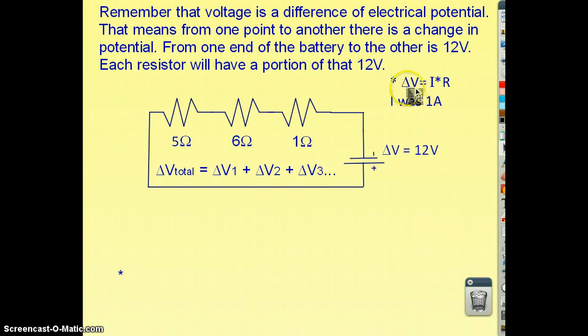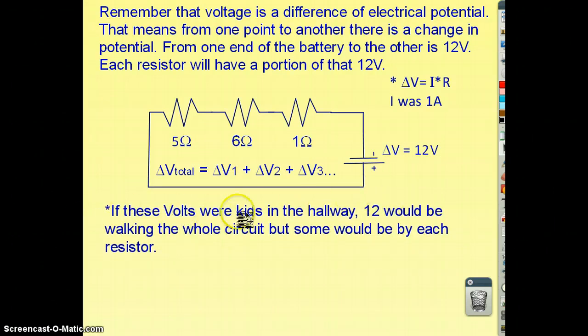So if we were to calculate, I equals V over R, or V equals IR, and I was 1 amp, so 5 ohms times 1 amp would be 5 volts, and 6 ohms times 1 amp would be 6 volts, and 1 times 1 is 1 volt. 5 volts, 6 volts, and 1 volt, 5, 6, and 1 add up to the 12 volts as it should.